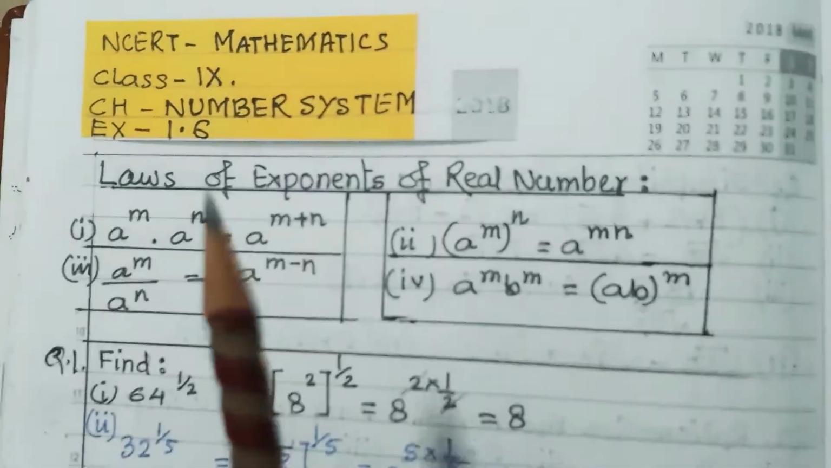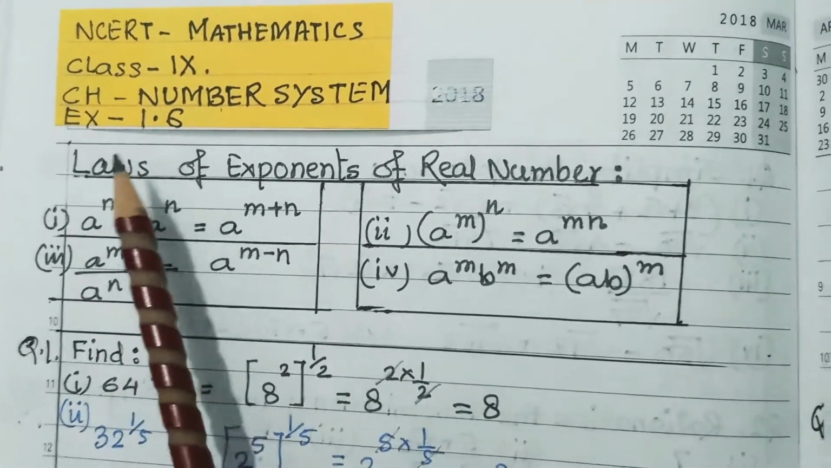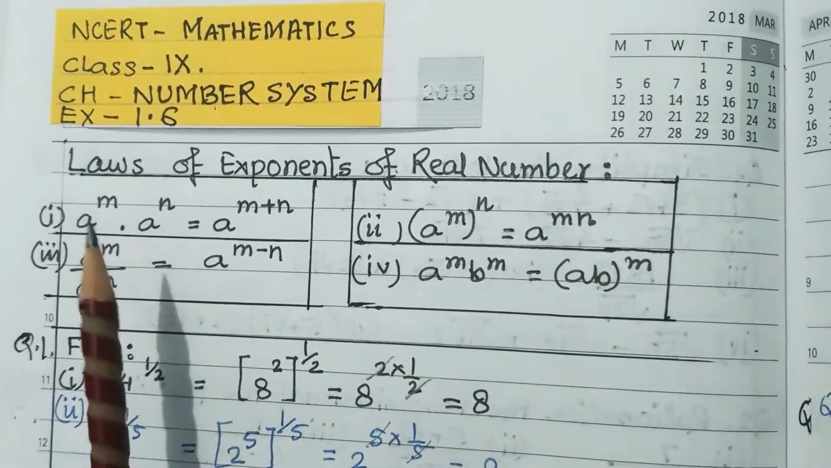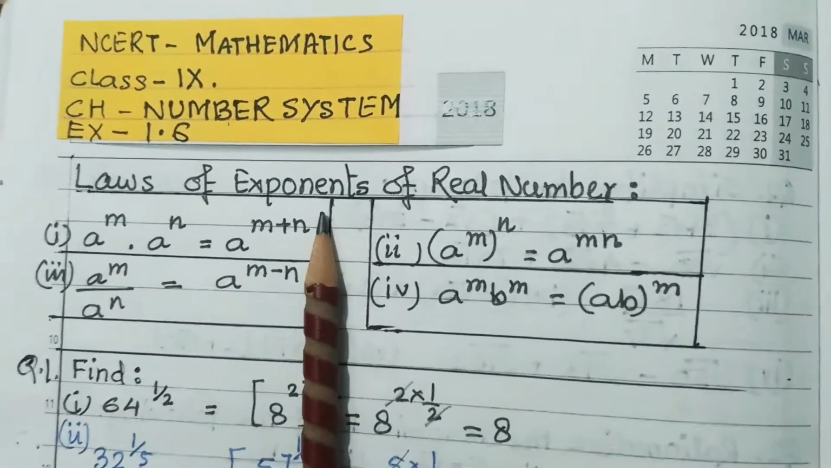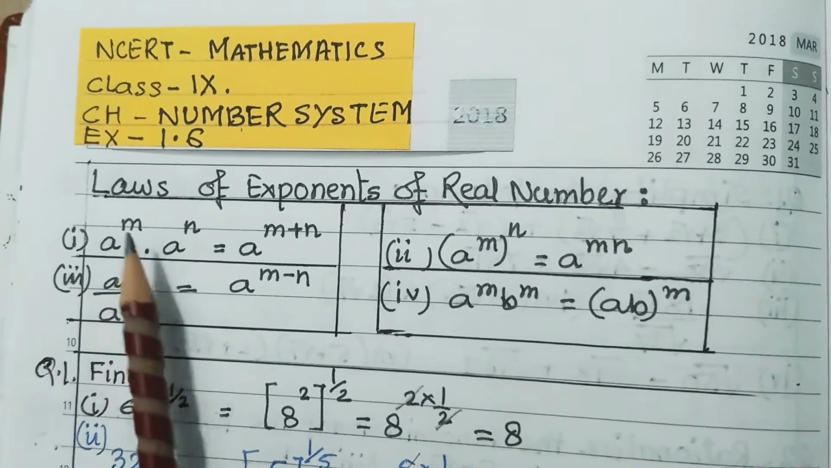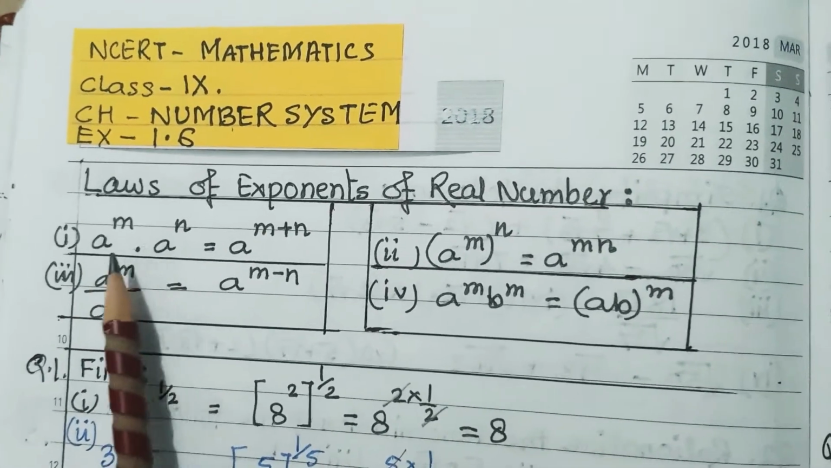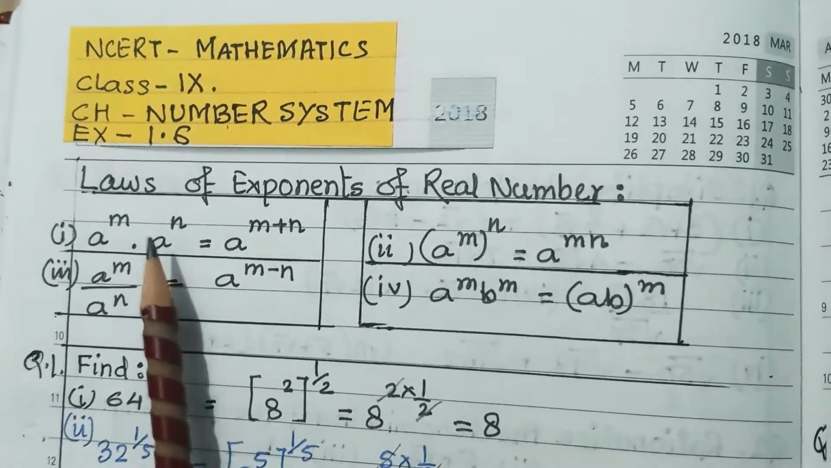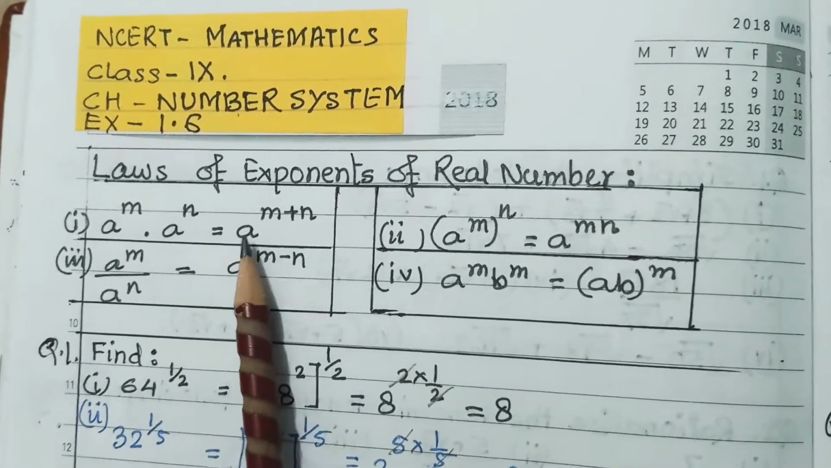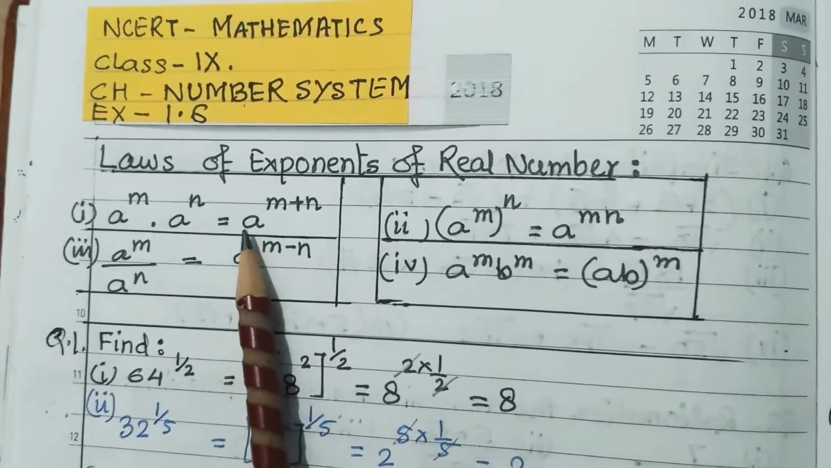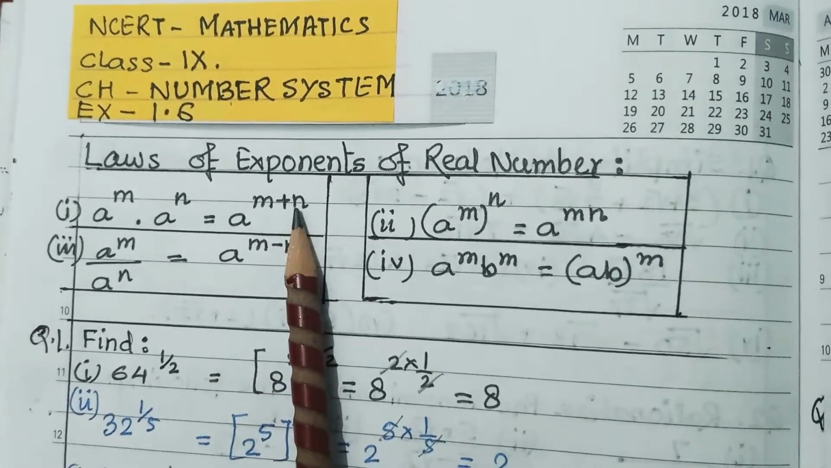Today I am going to explain number system exercise 1.6. Now here are the laws of exponents of real numbers. A to the power m into a to the power n: multiply. In multiplication, the powers should be added for the same base. So it is a to the power m plus n.